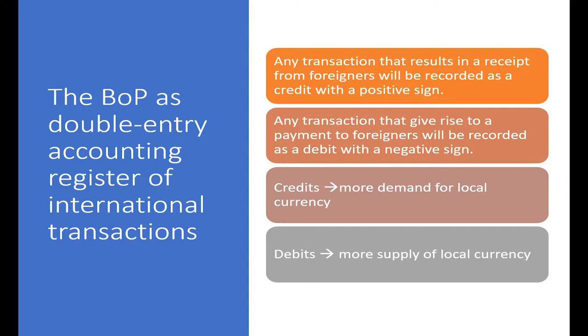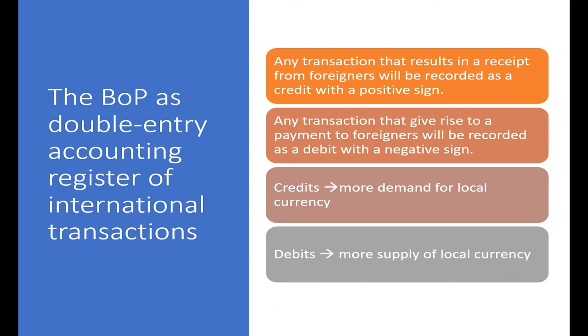If you are buying a Range Rover from the UK, you are likely going to be paying the UK firm in pounds. They would want pounds, and therefore you would buy pounds. And what you do when you buy pounds is that you use your local currency in order to buy pounds. So there will be more supply of the local currency in that situation. So credits on the balance of payment will result in more demand because they will need the local currency in order to buy the goods and services from Nigeria. So they will need more Naira in order to buy the goods and services from Nigeria.